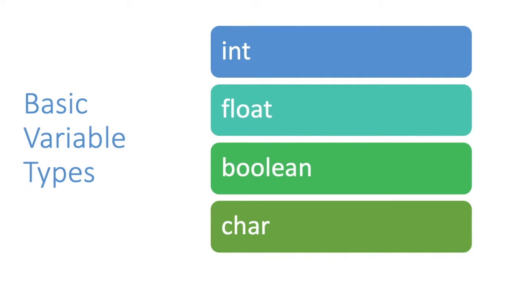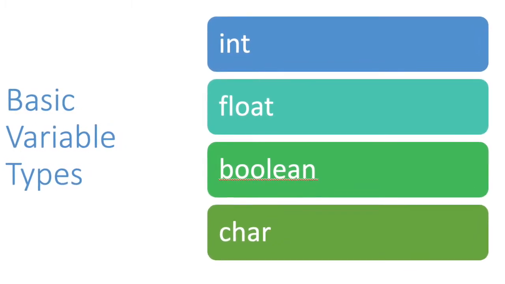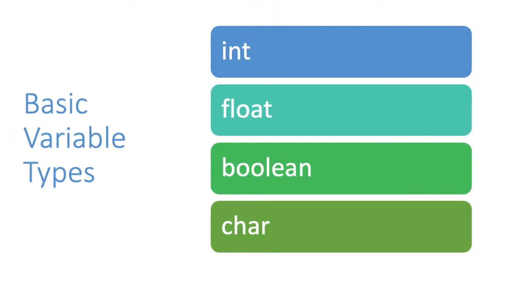So let's start off with what I like to consider the basic variable types. Basic variable types only contain a single piece of information. These basic variable types are like our peanut butter, where it's just one monolithic peanut butter.